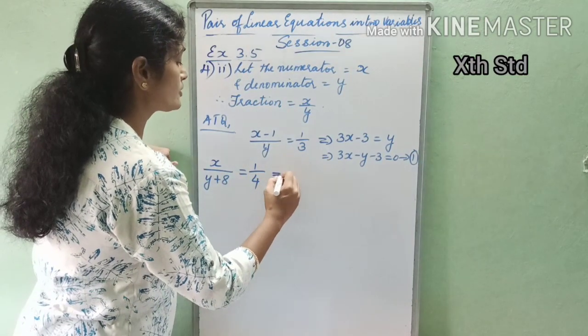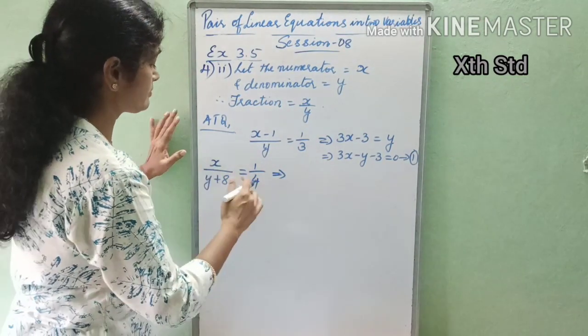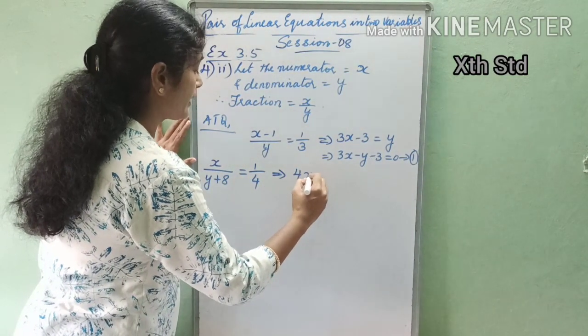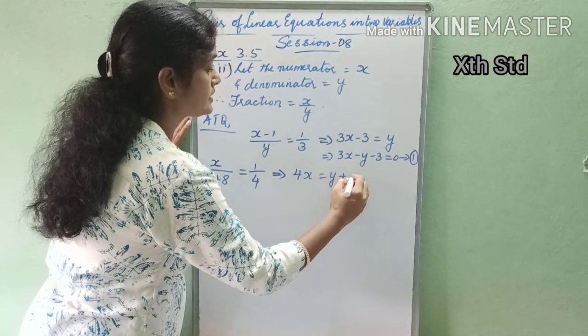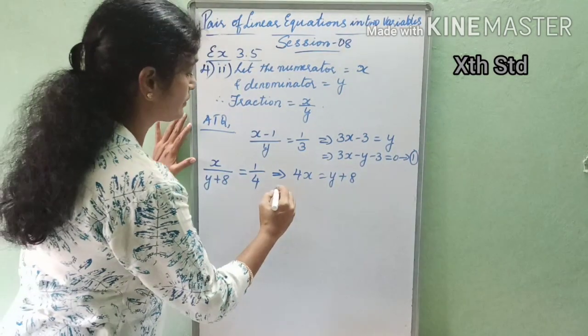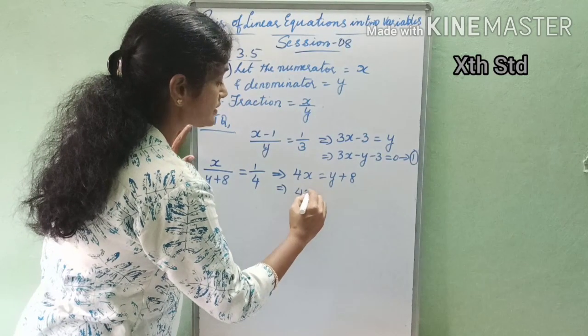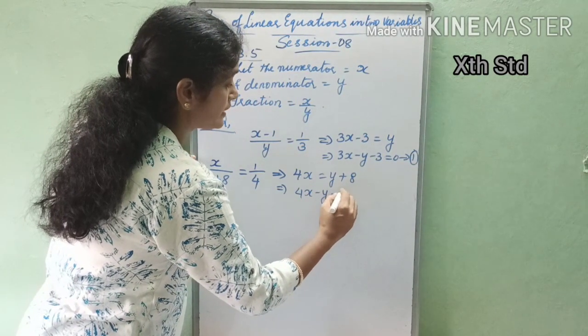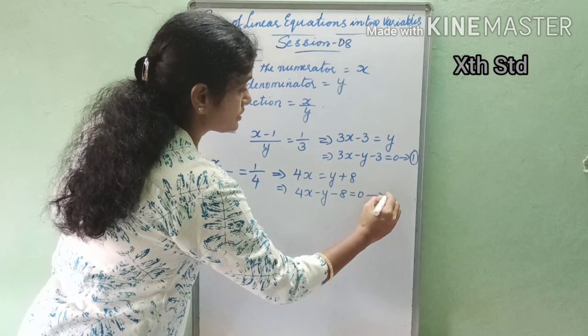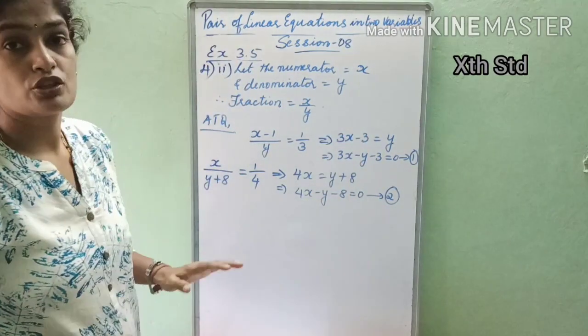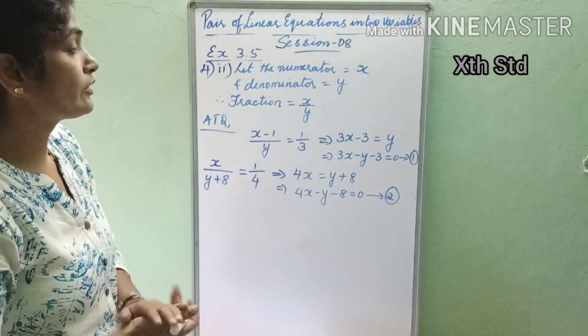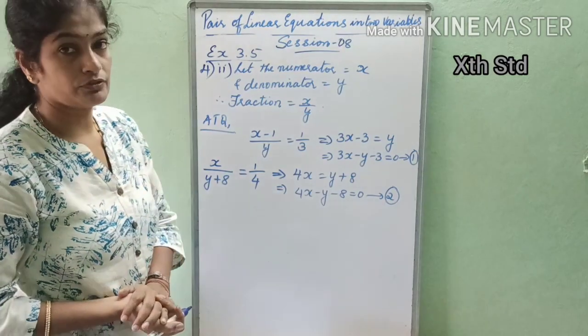Now put this also in the standard form by cross multiplying. 4x is equal to y plus 8, which implies 4x minus y minus 8 equal to 0. This is your equation 2. Now solve equations 1 and 2 by any one of the methods.